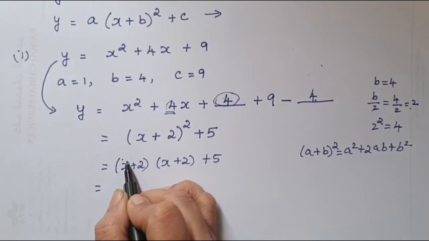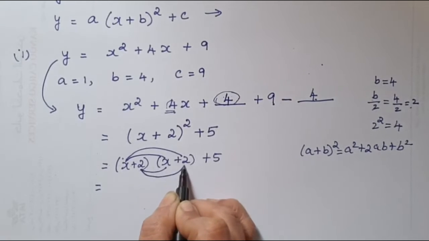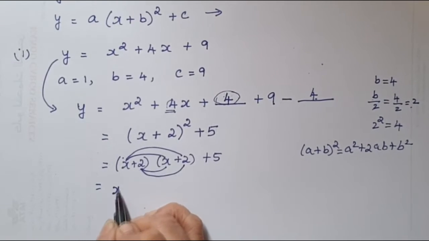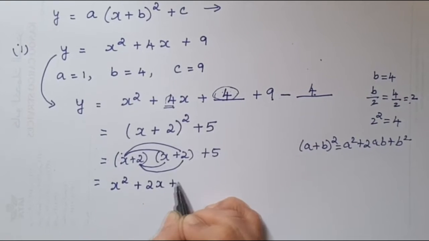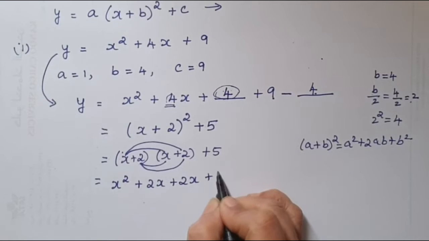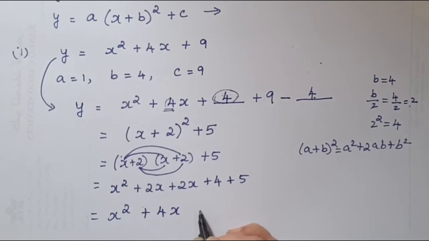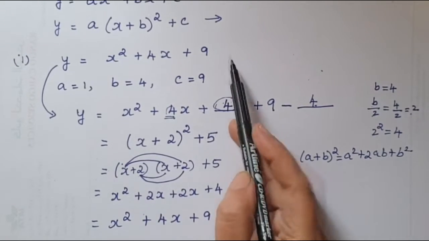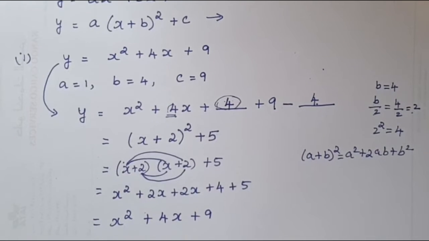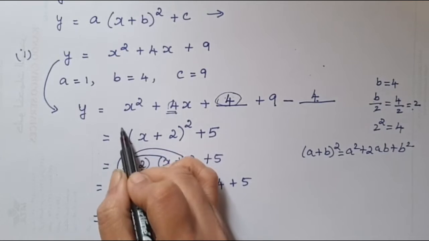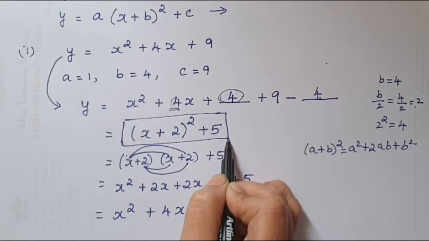So how do I multiply it? This one I'll multiply with this, again this one I'll multiply here, and this one I'll multiply. So x times x is x squared, x times 2 is 2x, 2 times x is 2x, 2 times 2 is 4, plus 5. So it is x squared plus 4x plus 9. See, we have got back the same equation: here x squared plus 4x plus 9 and here x squared plus 4x plus 9. So this is the completing the square format for the given expression.